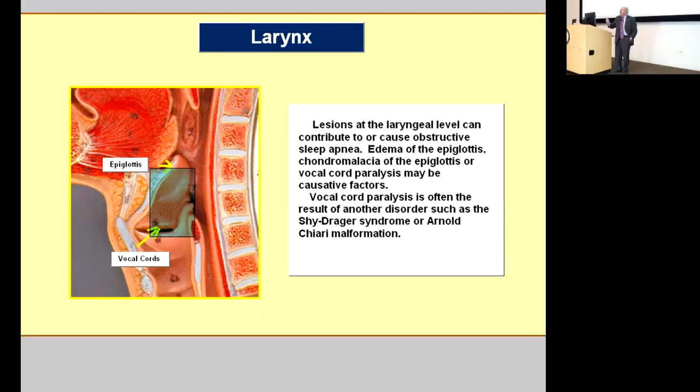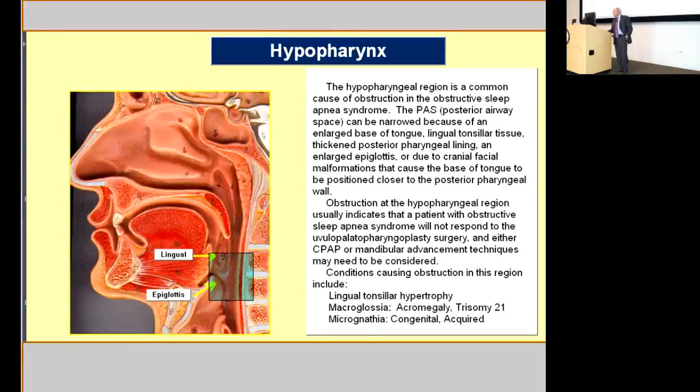It can be anatomic, or it could be physiologic, or a combination. The problem with trying to attack this disorder with surgery is that there could be multiple levels of obstruction. So the success rates for surgery have not been what we'd like them to be, I think because of that. Here's the hypopharynx, where you can have large tonsils, big tongues, and things like that.